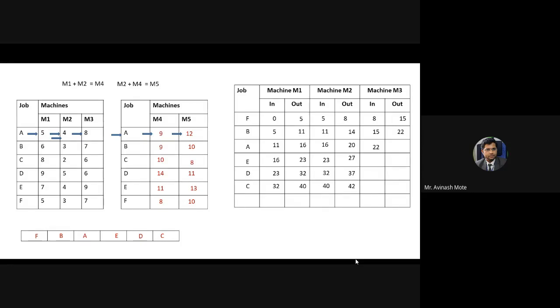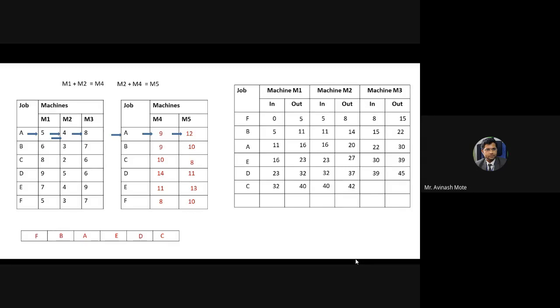Processing time of A on M3, 8 hours. 22 plus 8, 30. Out of 30 and 27, largest is 30. Copy. Processing time of E on M3, 9. 30 plus 9, 39. Copy 39. D on M3, 6 hours.